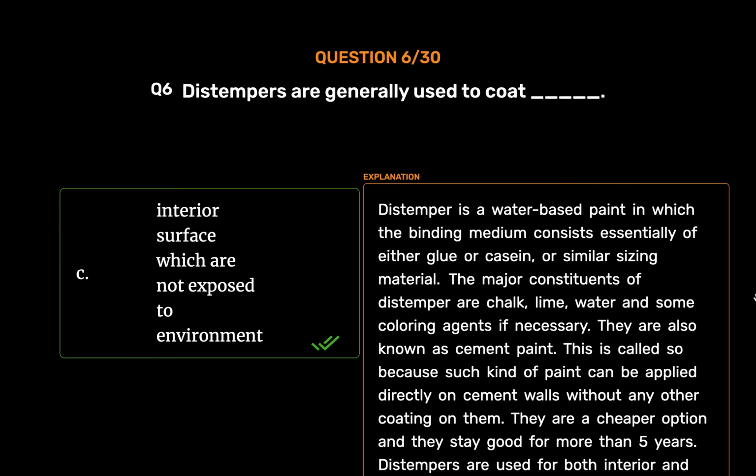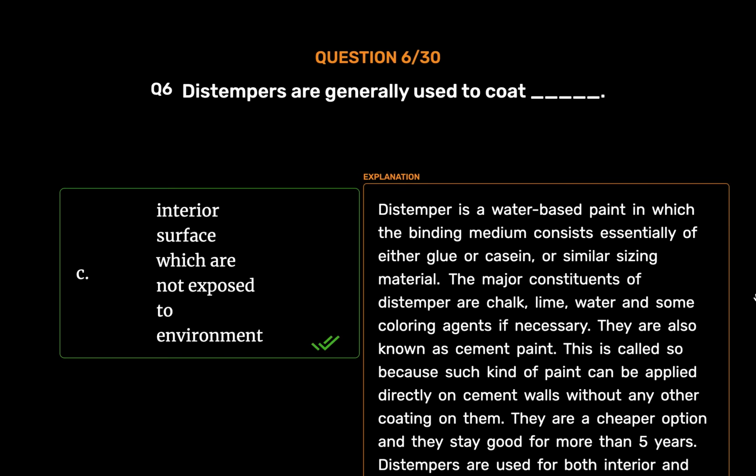Distemper is a water-based paint in which the binding medium consists essentially of either glue or casein, or similar sizing material. The major constituents of distemper are chalk, lime, water and some coloring agents if necessary. They are also known as cement paint.